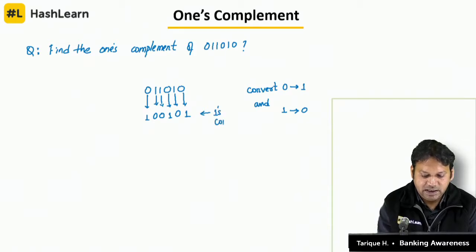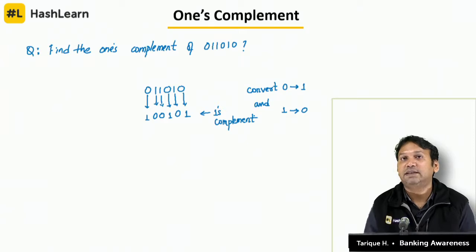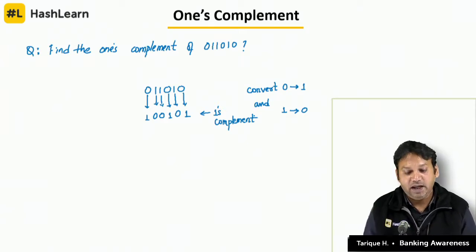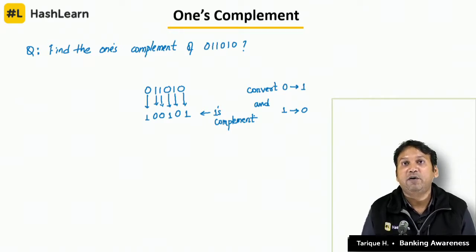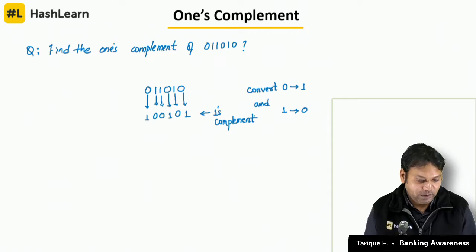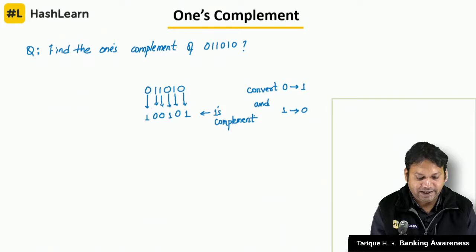Now, can there be anything easier than this? Don't worry about anything else. You're just going to see this question in the examination and you will solve it in 5 seconds. We convert the zeros to 1 and ones to 0, and that is what gives you the ones complement of a number. Okay, let's see what these numbers are representing. If I convert them into decimal, what do they mean? So 0 1 1 0 1 0, what will this value be in the decimal system?